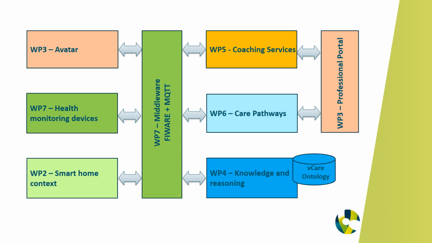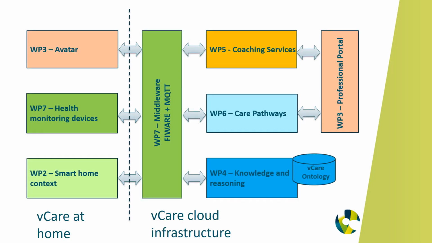The diagram shows the basic functionalities provided by the different work packages in the project. The left side represents the services and the interaction devices deployed at the home of the patient, and the right side represents the services run by the vCare cloud infrastructure. The communication between all these services is handled through the middleware.